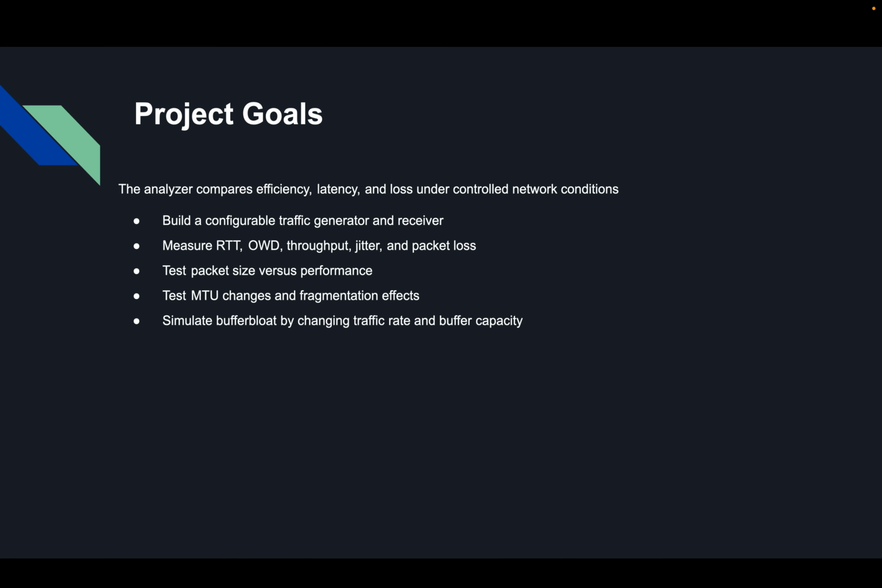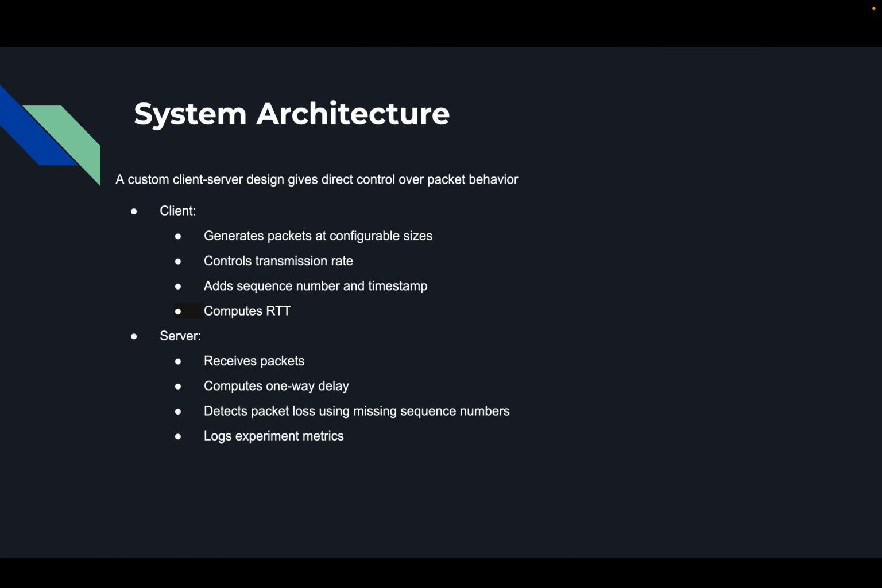Our project goals. So the analyzer compares efficiency, latency, and loss under controlled network conditions. We needed to build a configurable traffic generator and receiver, so that we can measure round trip time, one-way delays, throughput, jitter, and packet loss. We also needed to test packet sizes versus performance, test the MTU changes and their fragmentation effects, and simulate buffer bloat by changing traffic rate and buffer capacity.